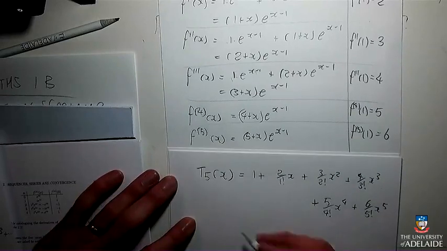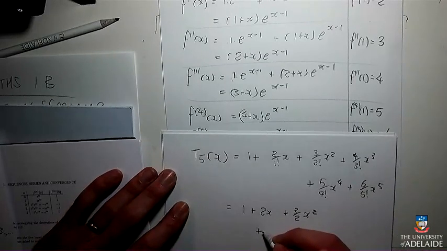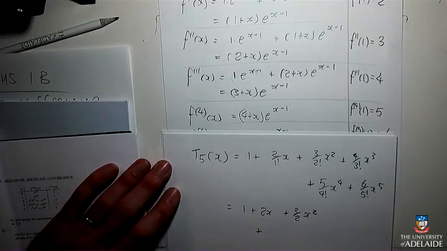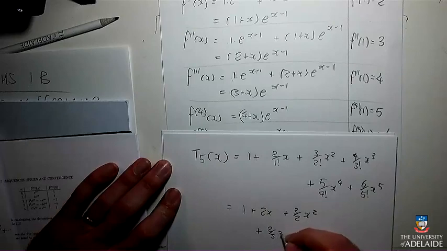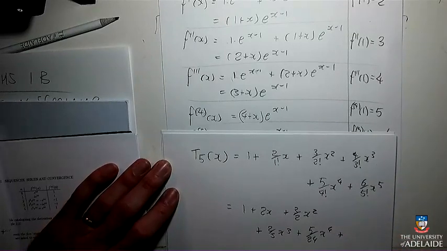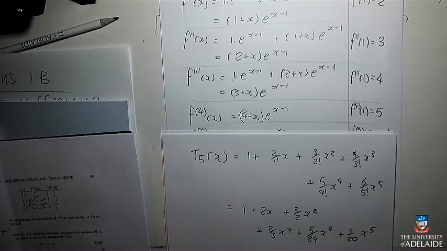Okay? 1 plus 2x plus 3 halves of x squared plus 3 factorial is 6. 4/6 would be 2/3. 4 factorial is 24. Well, that's not going to factorize with the 5. And 5 factorial is 120, which would be 1/20th. All right, there it is.